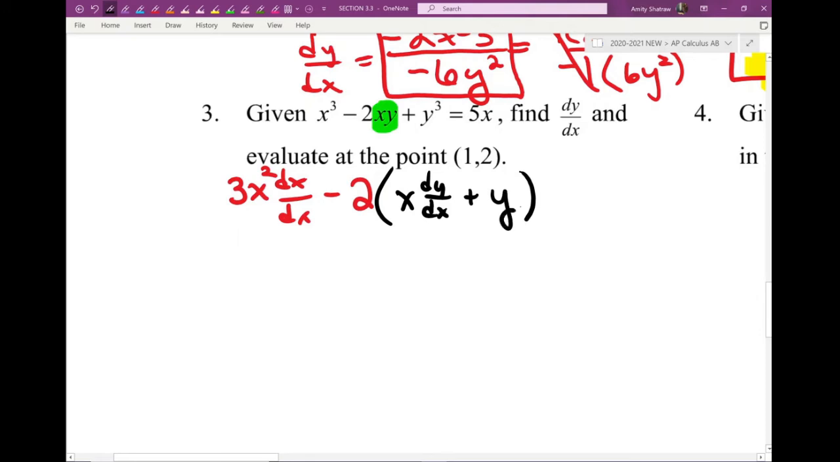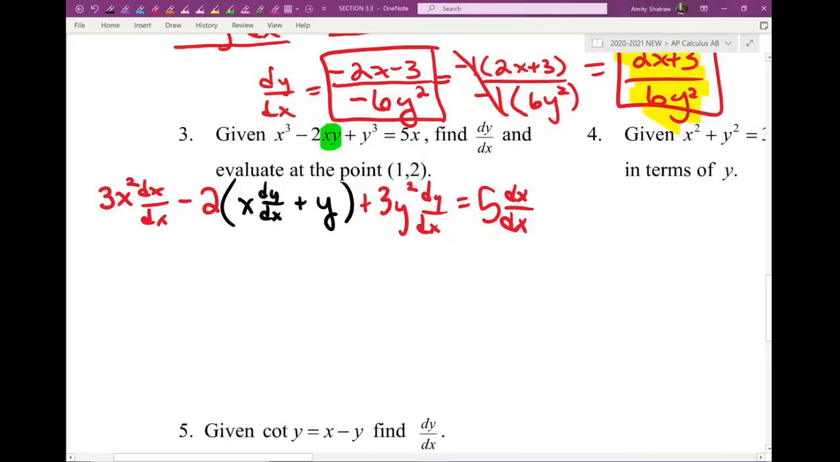Okay? Now, having done that, I will finish up the rest of the problem, and I'll say that I have y cubed, and I'm going to take the derivative of that, and I'm going to get 3y squared dy dx, and that equals, ready, what's the derivative of 5x? It's 5 dx dx. Okay, so I realized I was writing, moving it over, so here we go.